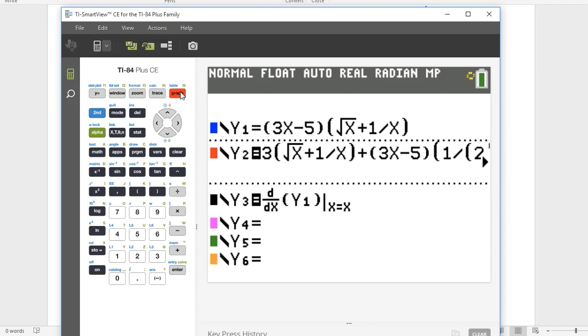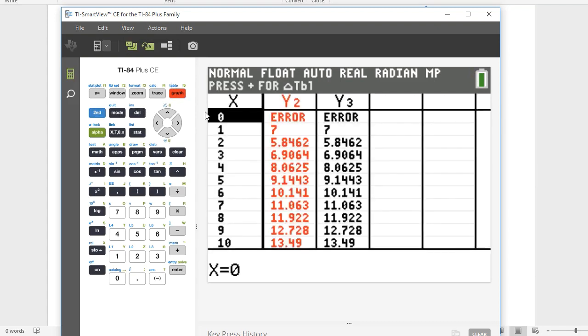Now I'm going to go to the table. I'm going to do second graph and go to the table. And I can see that my derivative in y2 and the calculator's derivative in y3 match numerically. So for each value of x, for x equals 7, I can see these two match. So my derivative and the calculator's derivative are equal to each other. That's kind of a cool way to be able to check my derivative using a TI calculator.